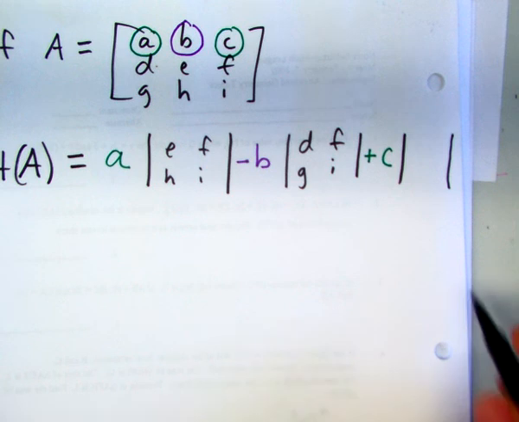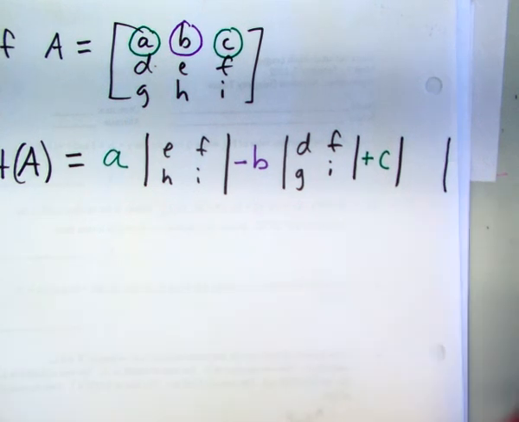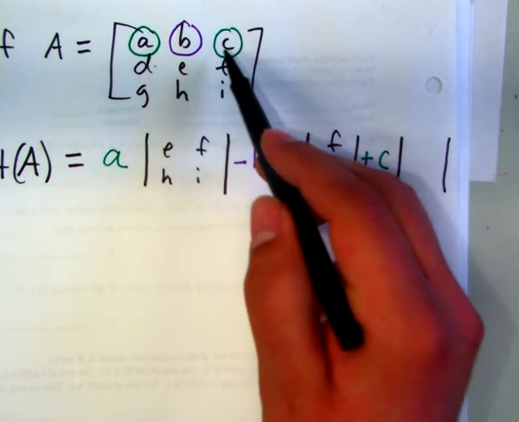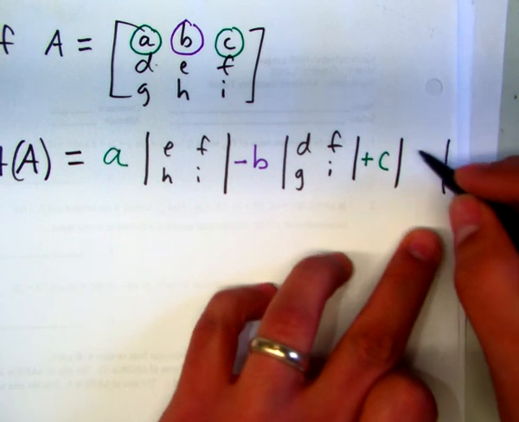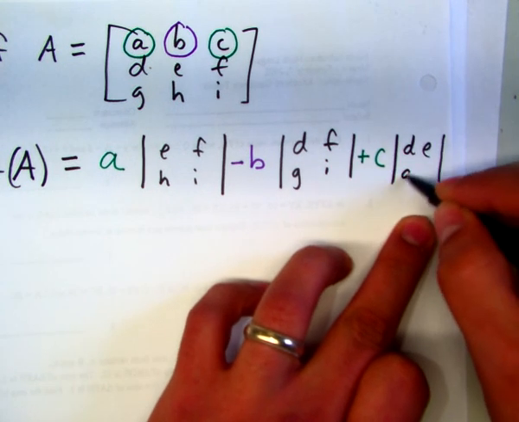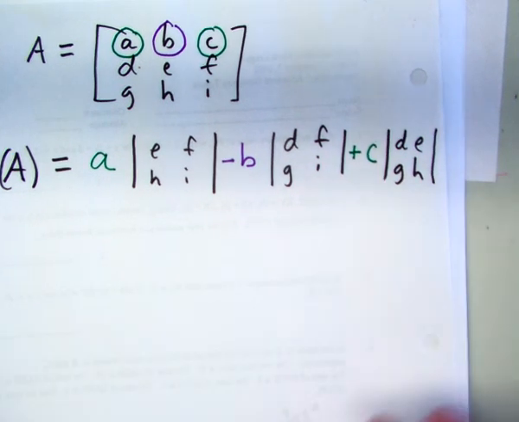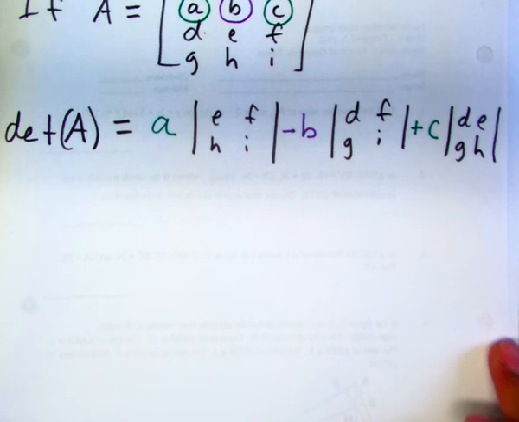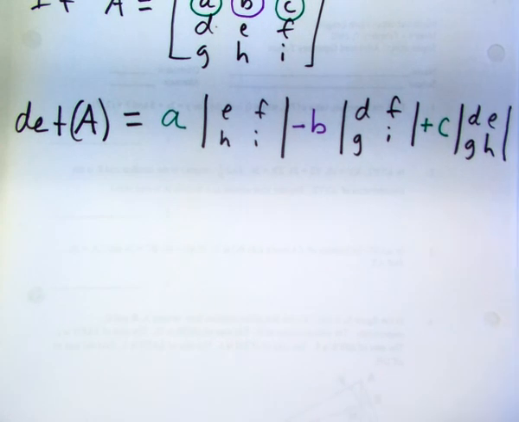Okay, so same thing. Cross out the row and column that C is in. What's left? D, E, G, H. Okay, so we'll do one quick 3 by 3 example by hand. We'll confirm it with the calculator, and then we should have time to see a quick application of this.